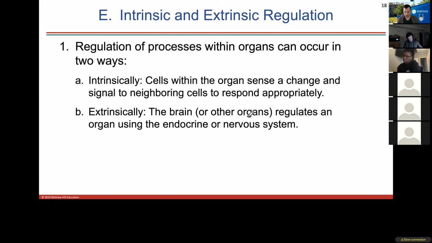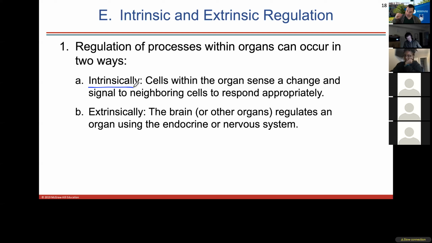And when it comes to various physiological processes, we'll talk about this. There are local mediators that help to regulate processes. And these are usually referred to as some kind of intrinsic regulation. Intrinsic means within. Okay. There are going to be feats that are going to be regulated by cells that monitor certain things and tell the other neighboring cells around it to react appropriately.